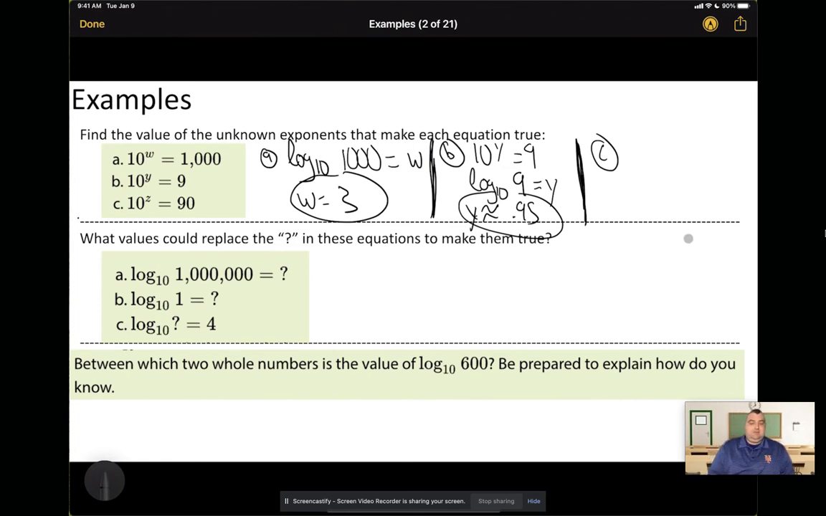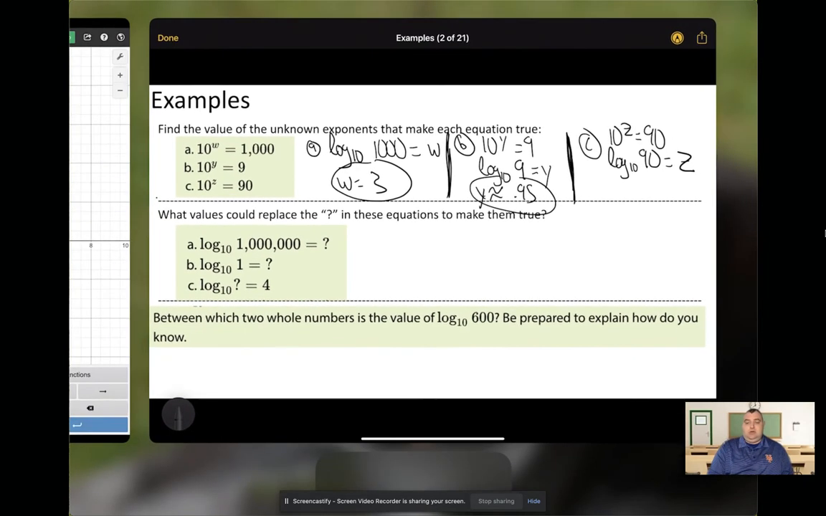Okay? So for C, we're going to do the same thing. So we have 10 to the power of Z equals 90. So in logarithm form, that would be log base 10 of 90 equals Z. Again, this is going to be a decimal. I can't take 10, raise it to a whole number power and get 90. I know it's going to have to be somewhere between 1 and 2, because 10 to the power of 1 is 10, and 10 squared is 100. And 90 is obviously between 10 and 100. So I know it's somewhere between 1 and 2.